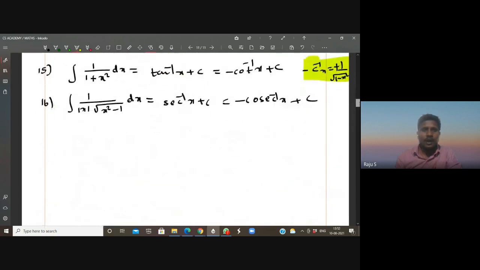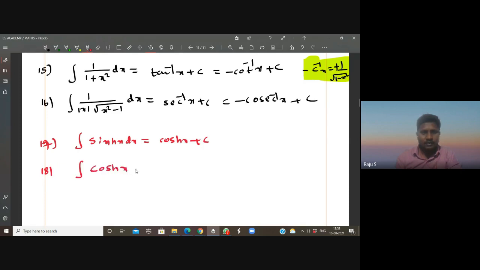Okay? And coming to some hyperbolic functions I am going to write. The 17th is the integral of sine hx dx, which becomes cos hx plus c. The 18th is the integral of cos hx dx. The actual integral would be minus cos, but for hyperbolic functions we should take it like this, right?